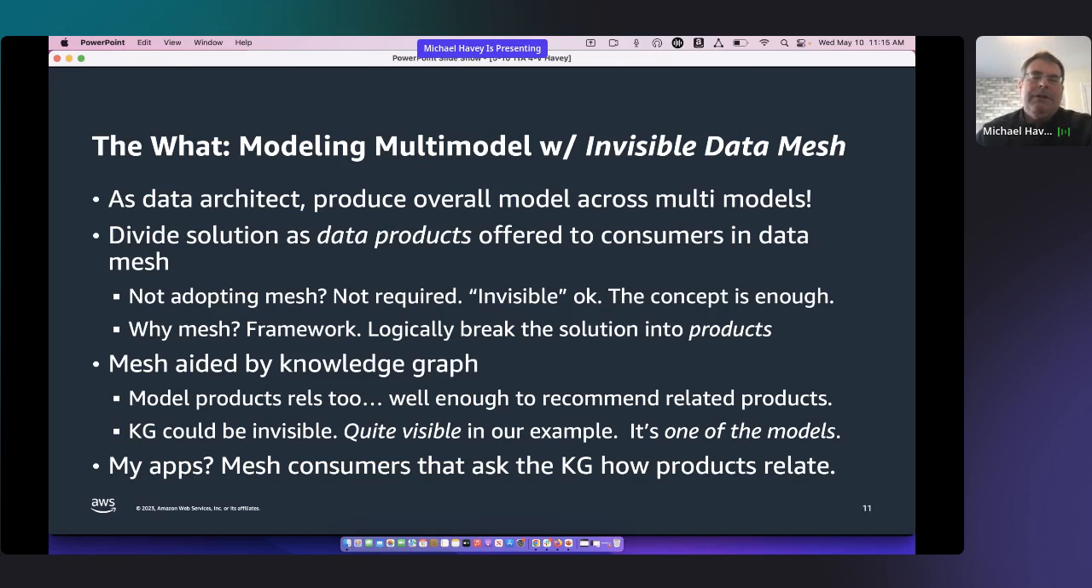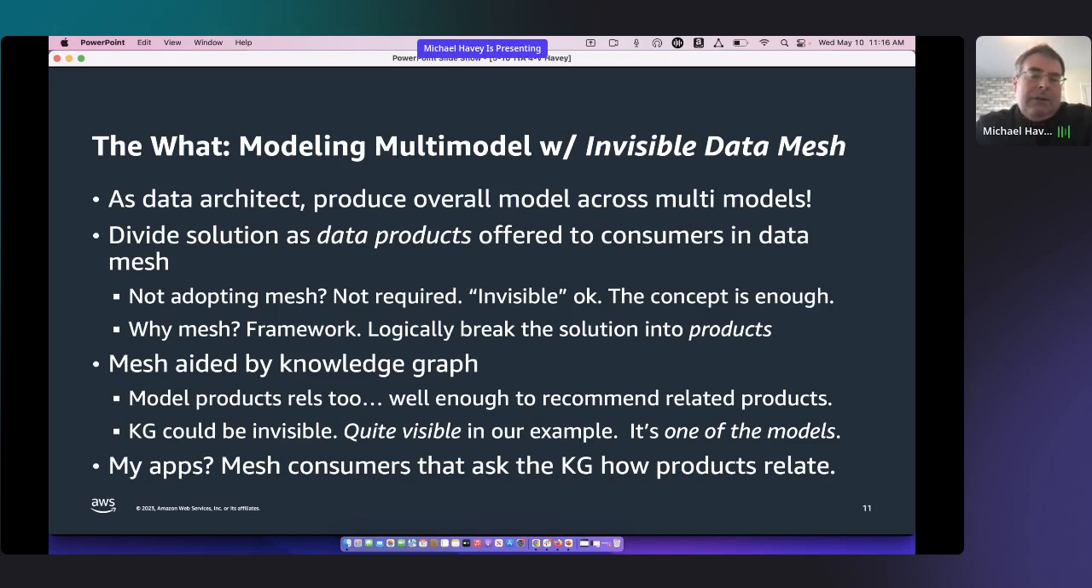I should really think of myself as delivering a set of data products that I would offer to consumers in a data mesh. And I should do so even if I'm not adopting data mesh, even if it's not on my radar. Just the framework abstraction of data product is a great way to get a hold on the problem. So even if I'm not adopting data mesh, if I just think that I have an invisible data mesh and then I'm feeding products to it, that's good enough to get me thinking the right way about the problem.